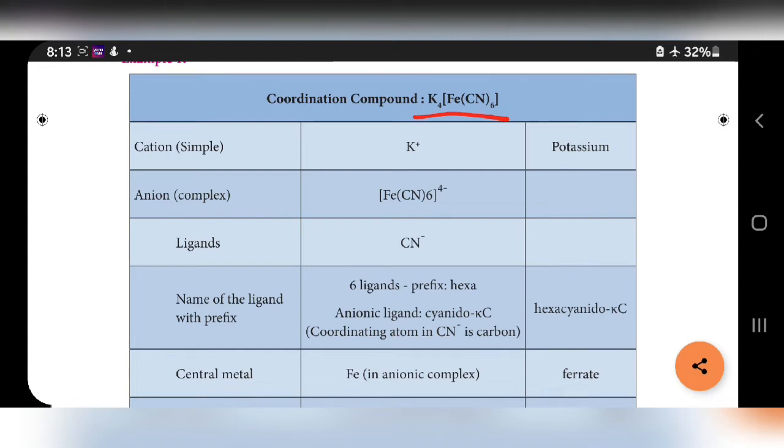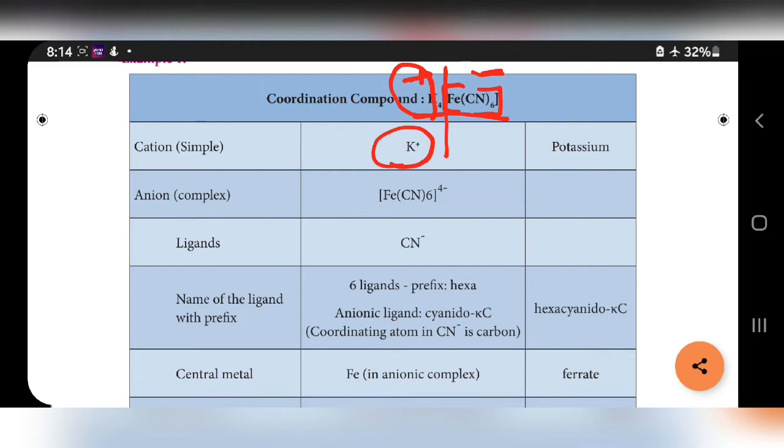So in this compound, first you must know how this compound should be separated, that is square bracket separately and other than square bracket separately. The first part gets positive charge, the remaining part gets negative charge. So in this coordination compound, the simple cation is K+, because potassium has positive charge here. Complex anion, here complex means square bracket. So here negative charge is for the square bracket, that is for the complex.